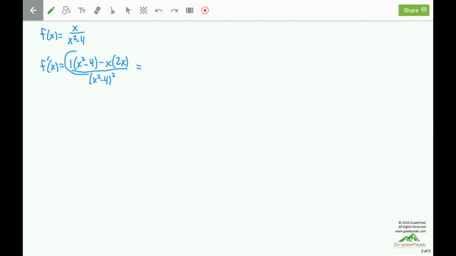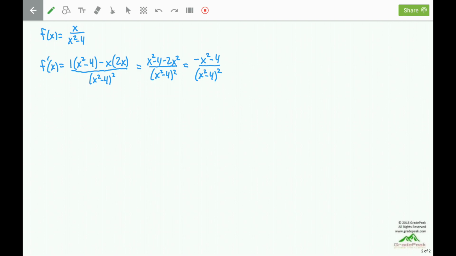In the numerator, we can distribute the 1 into this expression. 1 times anything is that same thing, so it'll just be x squared minus 4. And we can multiply the negative x and the 2x, which will give a negative 2x squared. I'll have this over the denominator that we will leave alone. In the numerator, we can combine like terms together. 1x squared minus 2x squared will be a negative x squared. There is a minus 4 that doesn't combine with anything. And then over the denominator.